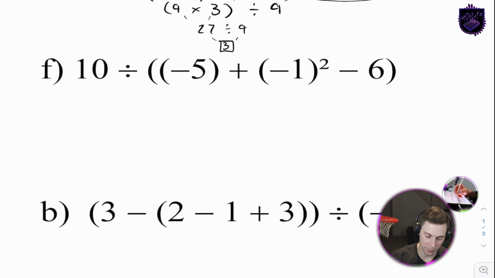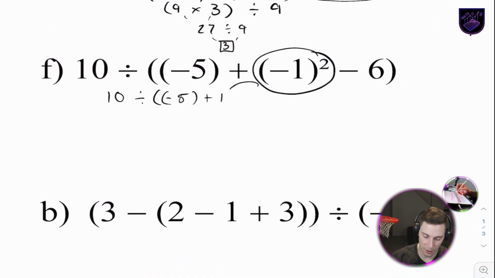Let's write this all out. 10 divided by -5 plus 1, right? Because this is going to become plus 1, minus 6. And then we have negative 5 plus 1, which is 4. 10 divided by negative 4 minus 6.